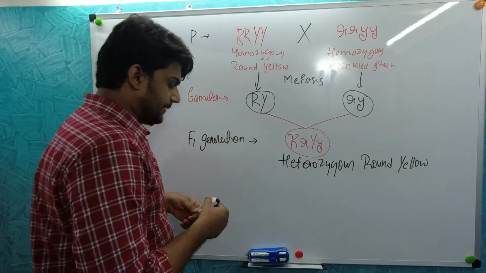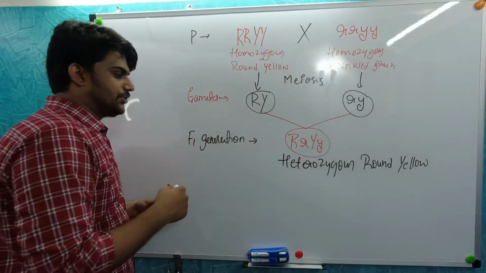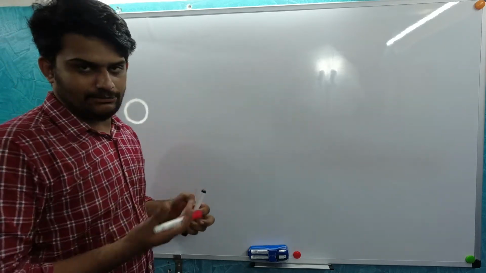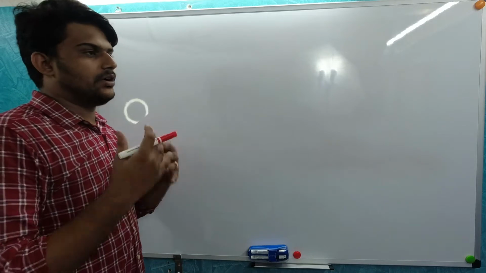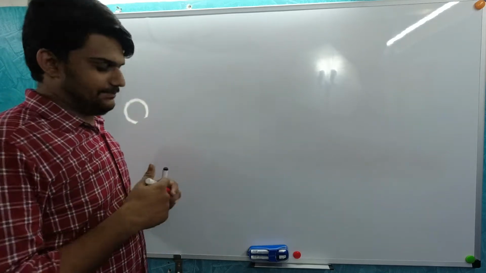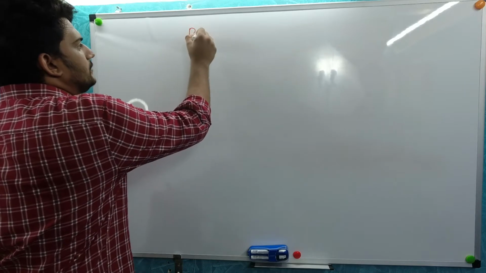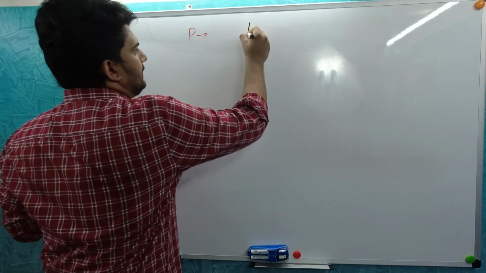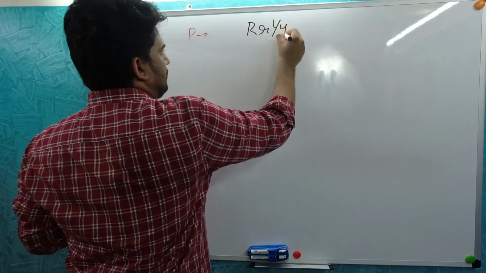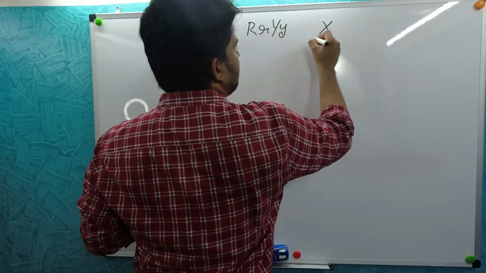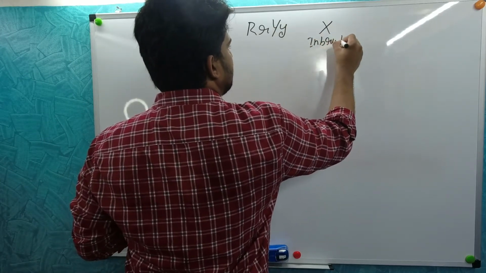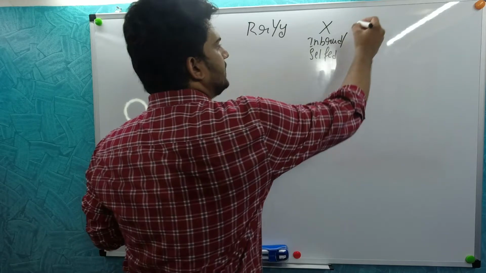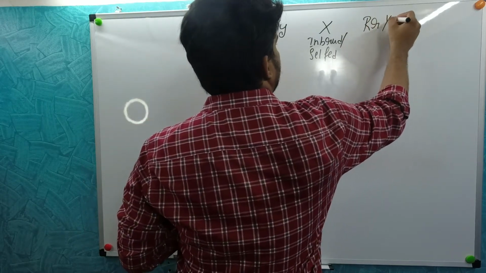Okay, so here we got to see. So he selfed it, and I'll show you now. After the F1 generation, what he got was heterozygous round yellow. He crossed them with themselves, or selfed, or inbred them. So how did he inbred them? He took the F1 generation as the parent, and the inbred was capital R, capital Y, small y. Inbreed or selfed to the same one, capital R, capital Y, small y.